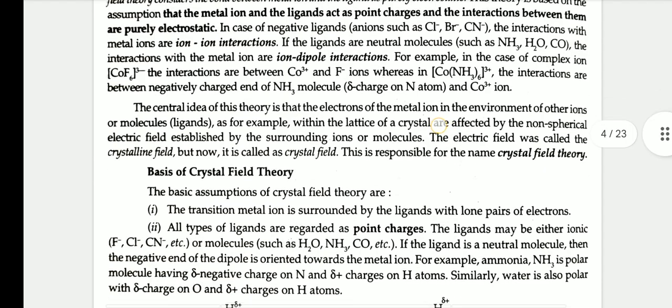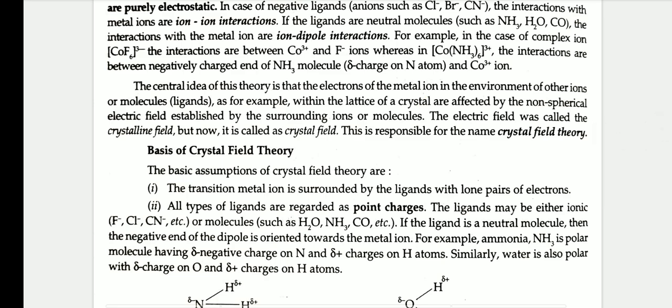Basis of crystal field theory. The basic assumptions of crystal field theory are: the transition metal ion is surrounded by ligands with lone pairs of electrons. All types of ligands are regarded as point charges. The ligands may be either ions or molecules. If the ligand is a neutral molecule, then the negative end of the dipole is oriented towards the metal ion. For example, ammonia is a polar molecule having negative charge on N and positive charges on H atoms.